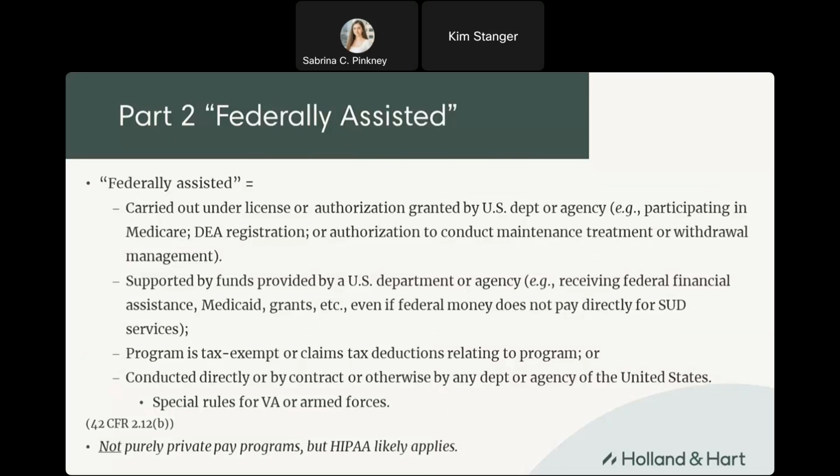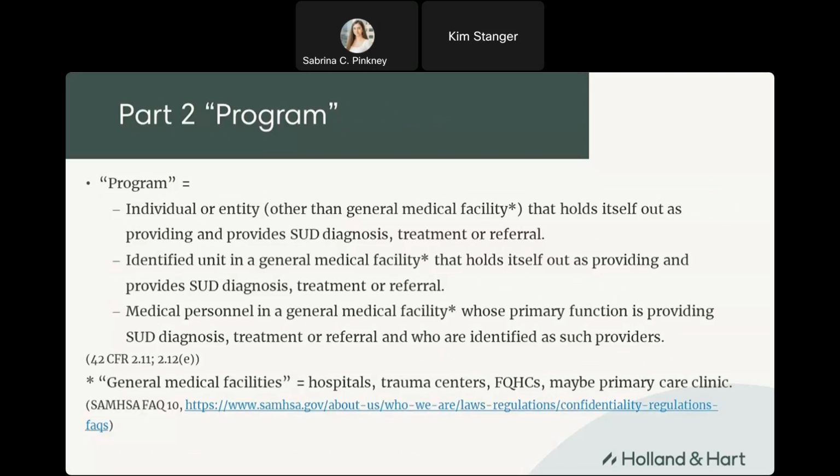Now, it only applies to federally assisted programs, or at least that's how it starts out. Federally assisted means, if you're receiving Medicare, Medicaid, or licensed by the federal government in any way, you're going to be federally assisted. So almost everybody's going to be federally assisted. The real question is whether or not you're a Part 2 program.